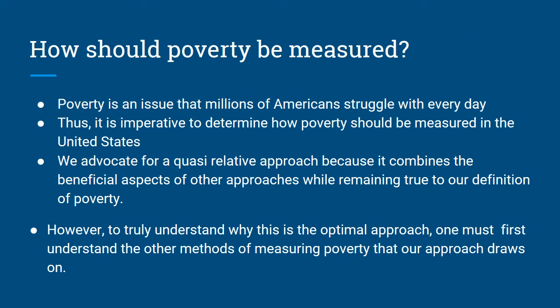Given that poverty is an issue that millions of Americans struggle with every day, it is imperative to determine how poverty ought to be measured in the United States. In order to do this, we advocate for a quasi-relative approach that combines the most beneficial aspects of other approaches while remaining true to our definition of poverty. However, to truly understand why this is the optimal approach, one must first understand the other methods of measuring poverty that our approach draws on.